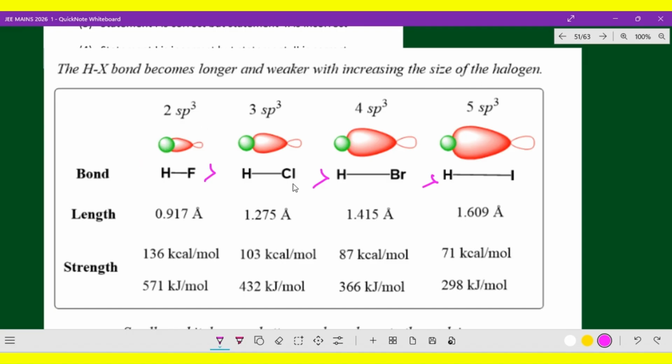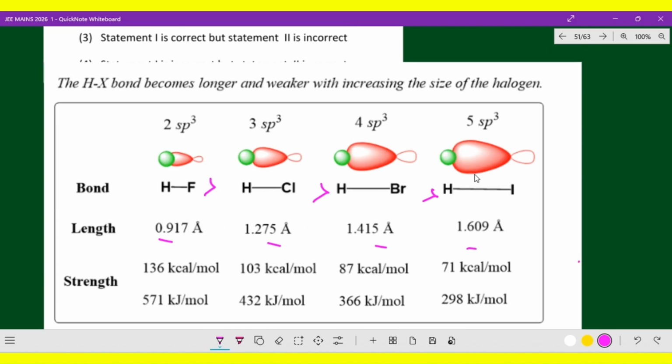So HF bond, HCl bond, HBr bond, HI bond. As the atomic size increases, the bond length also will be increasing. Even that bond length, as I mentioned here, I hope you can understand along with this picture, right?